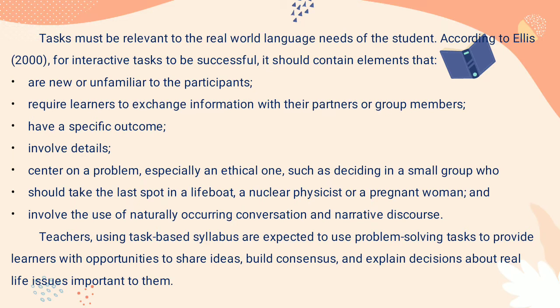According to Ellis 2000, for interactive tasks to be successful, they should contain elements that are new or unfamiliar to the participants, require learners to exchange information with their partners or group members, have a specific outcome, involve details, center on a problem, especially an ethical one, such as deciding in a small group who should take the last spot in a lifeboat, a nuclear physicist or a pregnant woman, and involve the use of naturally occurring conversation and narrative discourse.